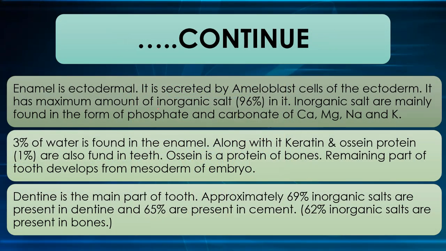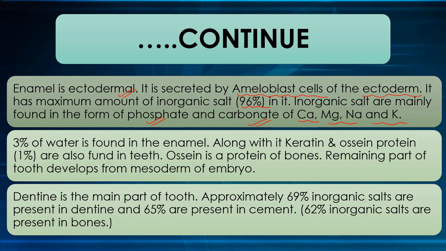Continue. Enamel is ectodermal in origin. It is secreted by ameloblast cells of the ectoderm. It has the maximum amount of inorganic salt, that is 96%. Inorganic salts are mainly found in the form of phosphate and carbonate of calcium, magnesium, sodium, and potassium.